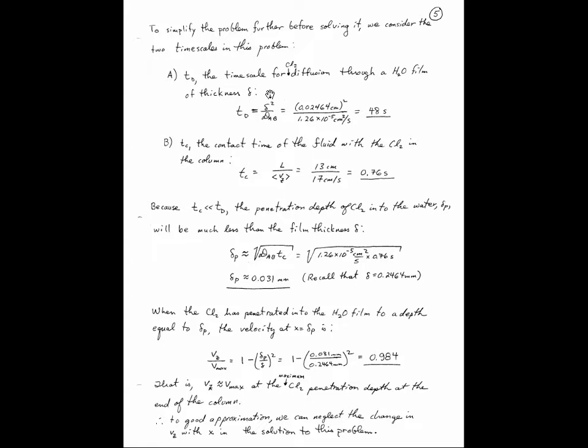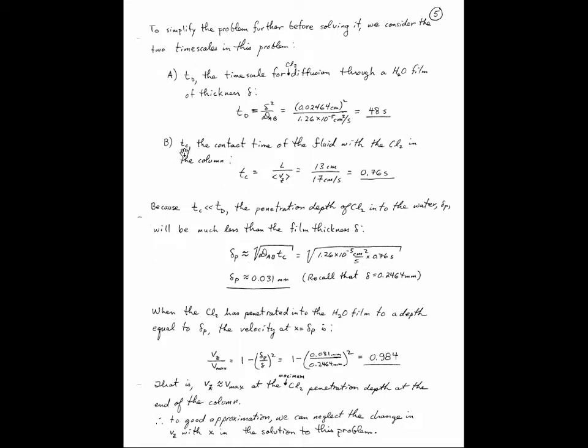And so one of the time scales is the time scale for chlorine diffusion through a film of thickness delta, and I'm going to show you how to derive this in another lecture or so. But essentially the time for chlorine to move through that film of liquid water is given by the square of the thickness of that layer divided by the diffusion coefficient, and that's on the order of 48 seconds.